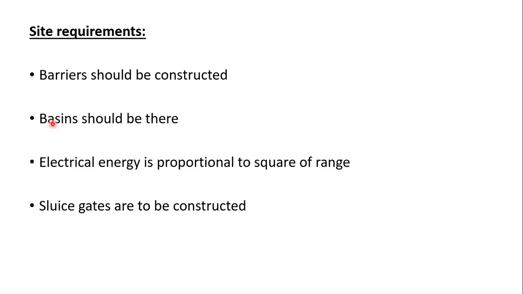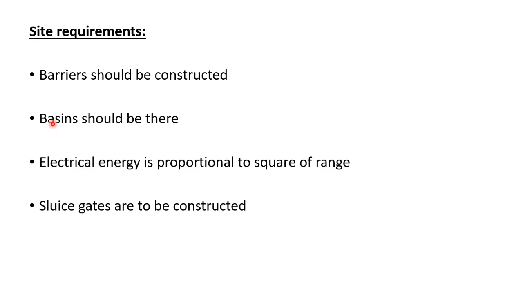So volume, again we can calculate the range. How to calculate: volume is range into area of water in the pond. We will get the range. So hence finally the total electrical energy is proportional to the square of the range and area of the basin. So from the equations we came to know that the total electrical energy is proportional to the square of the range and area of the enclosed basin.